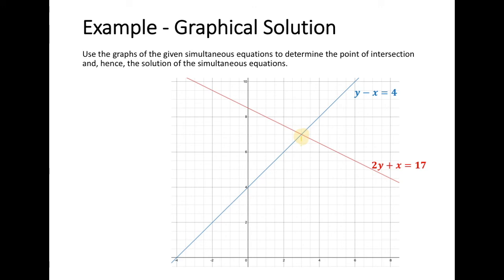Going down from my point of intersection, I can see that x is equal to 3. Then going across from the intersection back to the y-axis, I can see that y is equal to 7. So my solution for my set of equations, where they intersect, is 3 and 7, again writing them as a set of coordinates. I can do the same thing and check that my solution is correct.